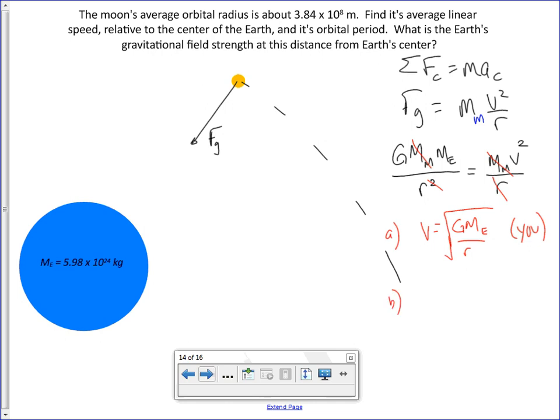B, the orbital period. Well, let's see. Oh, yeah, we got a v, and we want a T. A little bit for you to do.